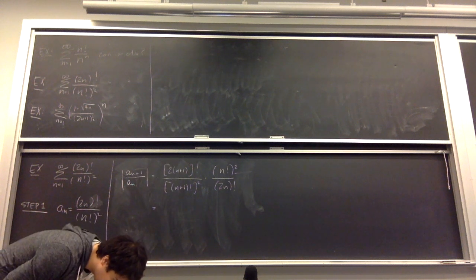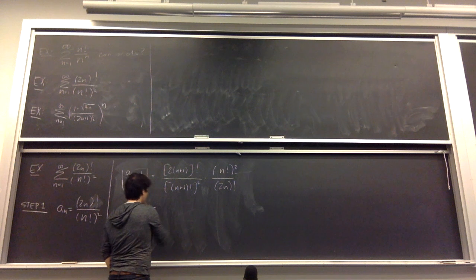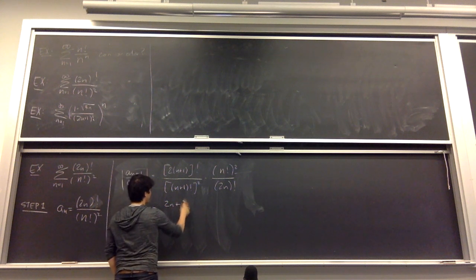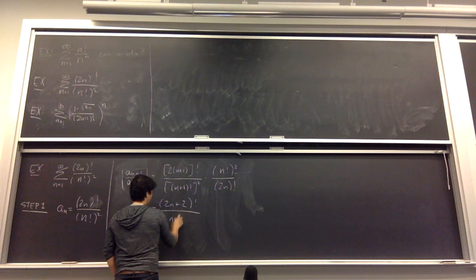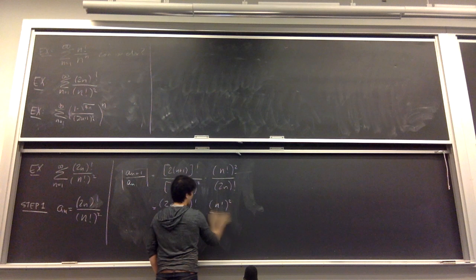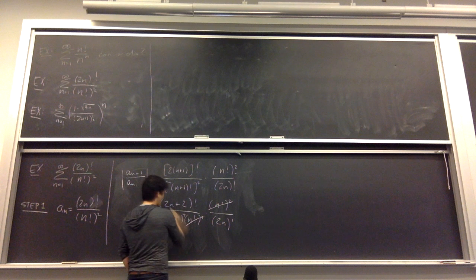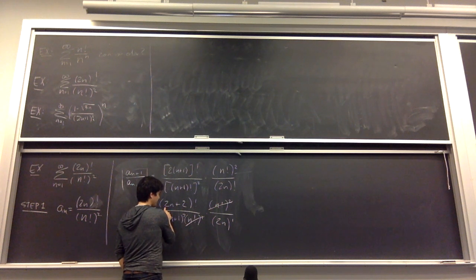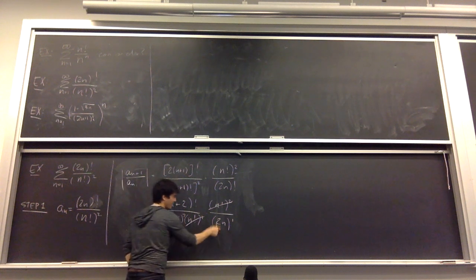Why did I do it in here? This is (2n+2) factorial. This is (n+1) squared, n factorial squared, over (2n) factorial. Those will cancel with this. Now I just want to get rid of that (2n) factorial. So this is the tricky part. What's left if I divide this by this?